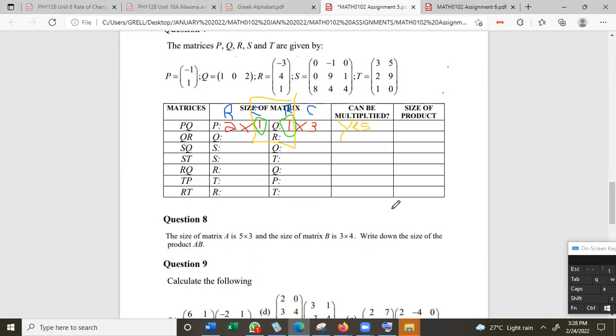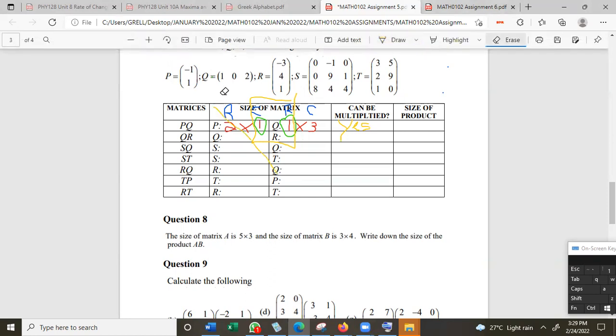Okay? So I repeat, don't confuse your head with rows and column and size. Just look at those 2 inner numbers, because you use rows and columns already to write down those 4 numbers there, the 2 by 1 and the 1 by 2. You talk about rows and columns already. 2 rows for P, 1 column for P. 1 row for Q, 3 columns for Q.